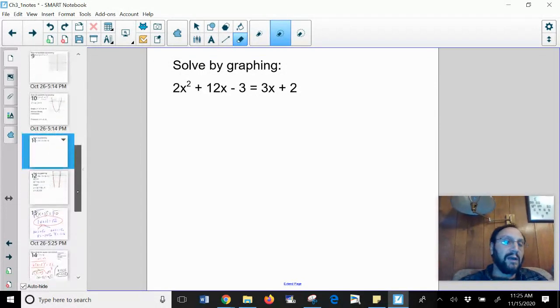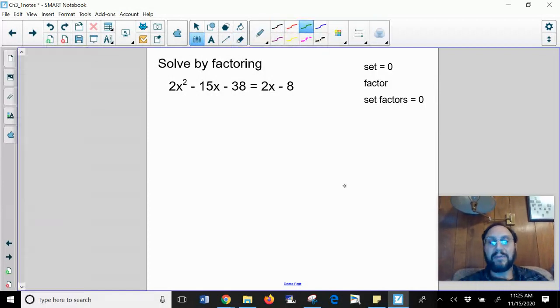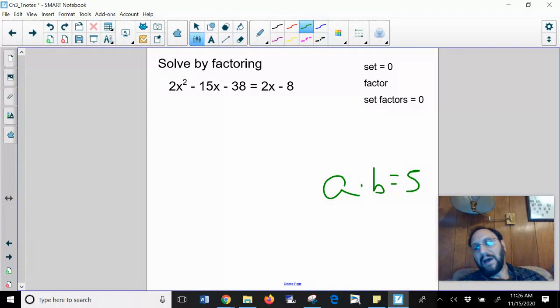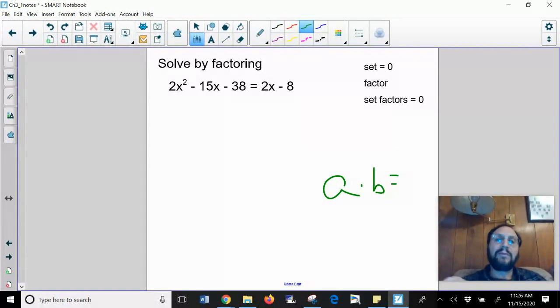So the key to this is that we need to understand that if you have two numbers that multiply up to 5, you have lots of numbers that multiply up to 5, like 1 and 5, or -5 and -1, or 2 and 5 halves. There's all sorts of numbers that multiply up to 5. The problem is that doesn't help you find a solution.